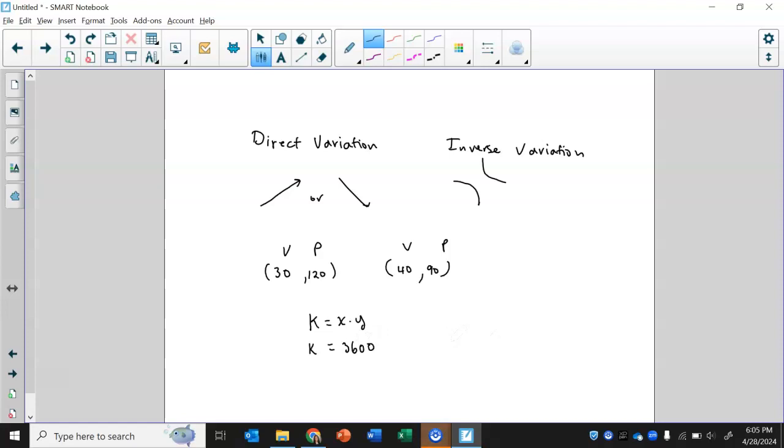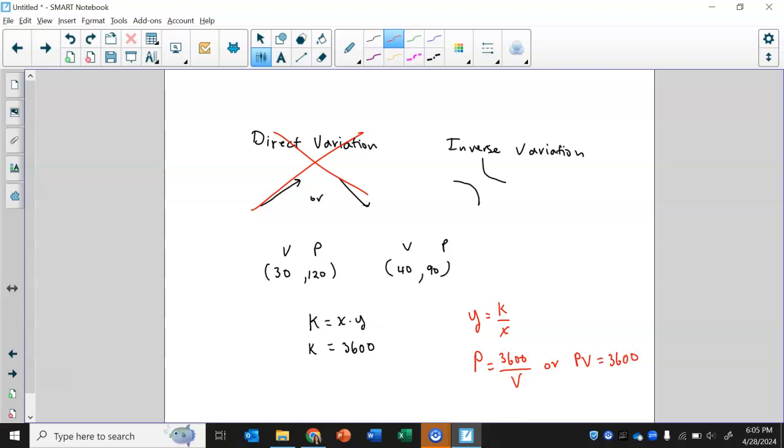And then the equation for inverse variation, I'm just going to take this off. We're not even looking at direct, we're only looking at inverse variation. The equation for inverse variation is y equals k over x. In this case, p equals, because y is p, k I said was 3,600 over x, which is v. Now we could write it like this, or we can say PV or VP, multiply these two together and get 3,600.